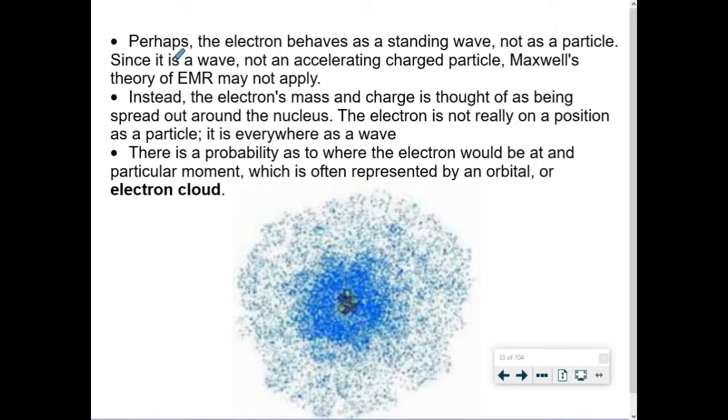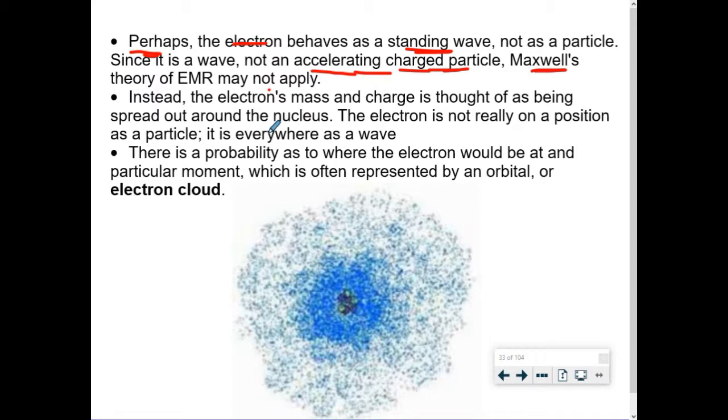Because they're suggesting that perhaps the electron behaves as a standing wave, and it's not really a particle, the accelerated charged particle of Maxwell's theory no longer applies. Right? If we were under the impression that the electron is behaving as a particle, then yeah, if it's traveling around in circles, then it should, in theory, lose electromagnetic radiation, spiral into the center, and all matter would, I guess, collapse on itself.